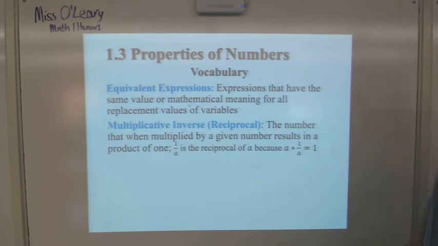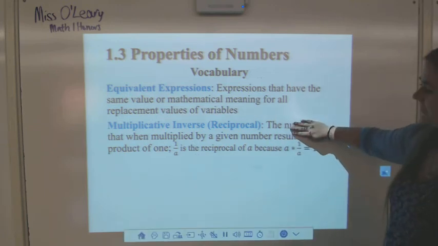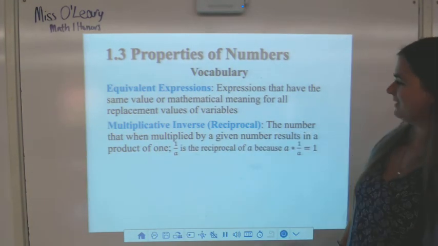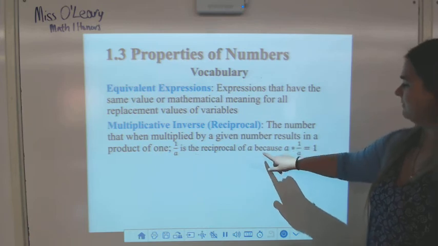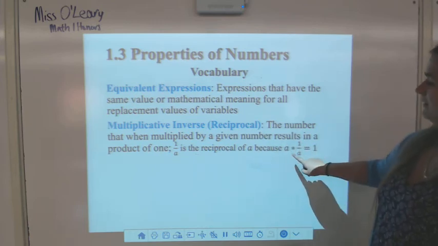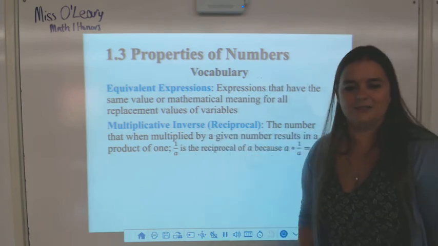Next term is the multiplicative inverse, which is also just known as the reciprocal. The multiplicative inverse is the number that when multiplied by a given number results in a product of 1. So that's the definition that you need to write. But to help you understand that, if I think about it, 1 over a is the multiplicative inverse of a because a times 1 over a equals 1. So, same thing. Either term is correct here.